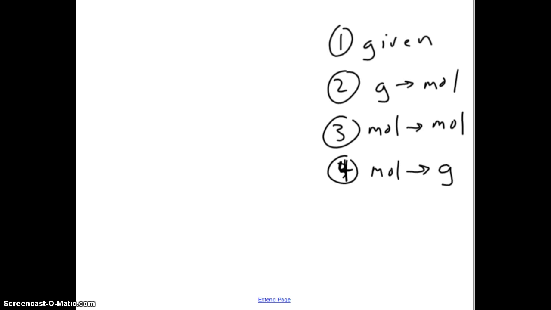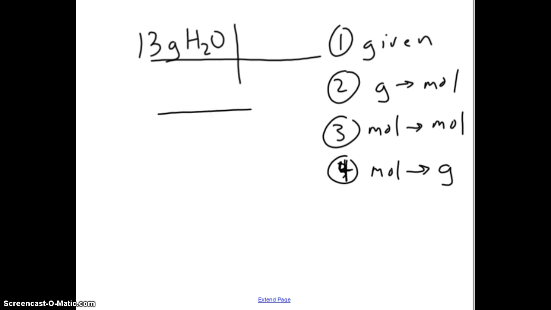Now, each of these steps we've done in class. Number 1 is quite simple. We write down the information in the problem. So for instance, if I told you that you had 13 grams of H2O, you would write that down at the beginning of your equation. Now, that's step 1. Step 2 is to go from grams to moles. So here's how we do step 2.